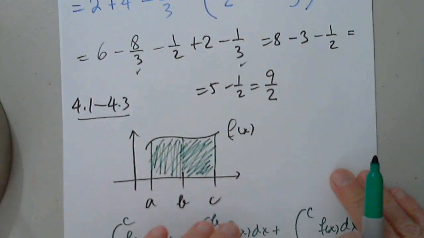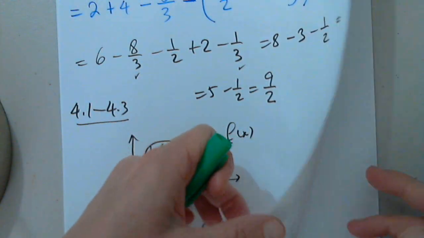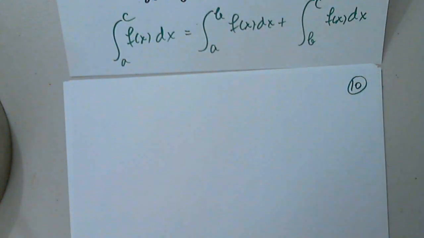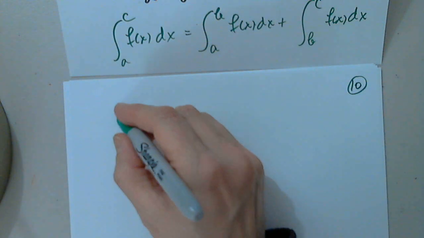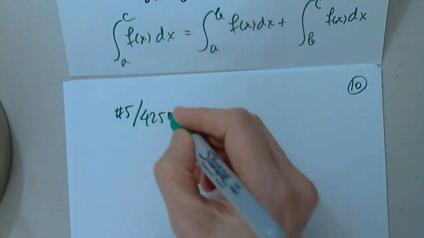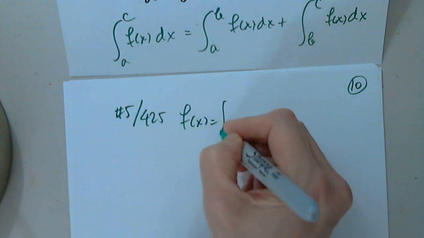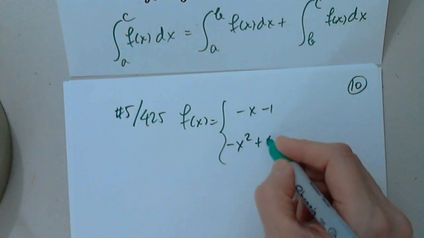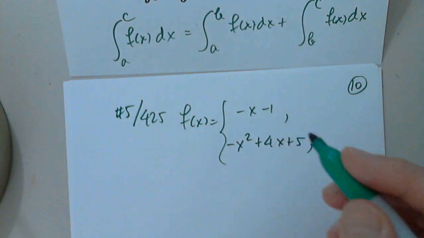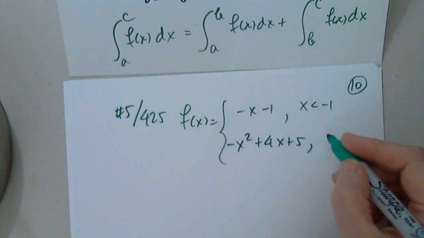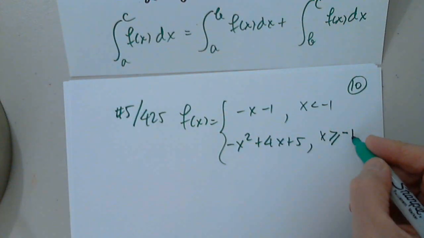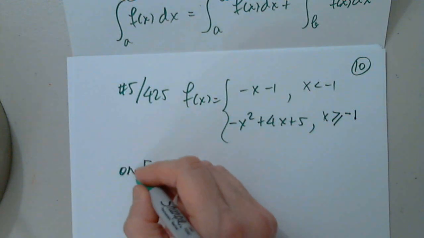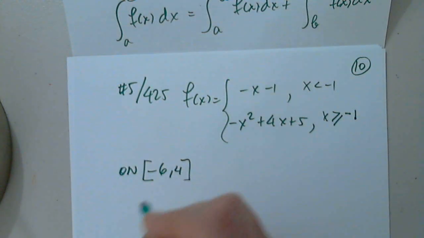Yes. Good. So keeping this in mind, I just want to illustrate with one problem. Simple one. We're given, this is number 5 on page 425, a piecewise defined function: negative x minus 1 and negative x squared plus 4x plus 5. The first is for x less than negative 1 and the second for x greater than or equal to negative 1. And they're asking us to find the area under the graph from negative 6 to 4.